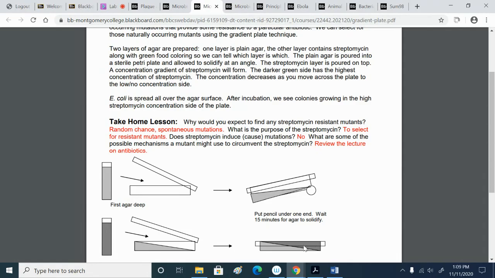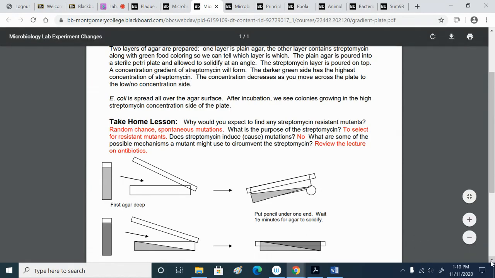As you move across the plate, the streptomycin is going to diffuse into the plain agar layer, which means less and less streptomycin is present on top. So the concentration of streptomycin decreases as you move to the other side of the plate, to where there's little or no streptomycin at all. Then we spread some E. coli on the surface, incubate the plate, and observe where the E. coli have grown.